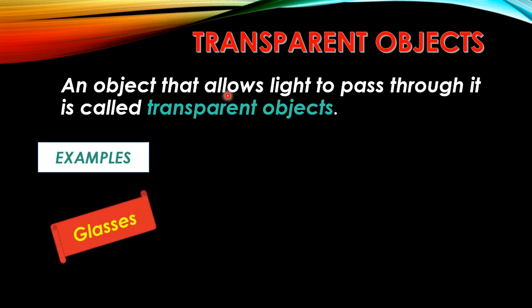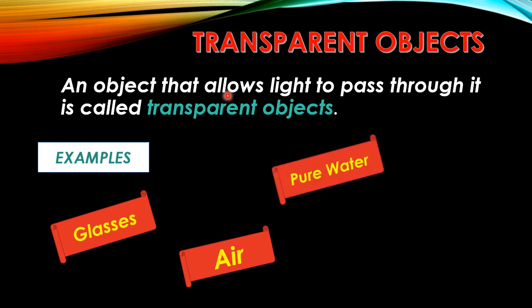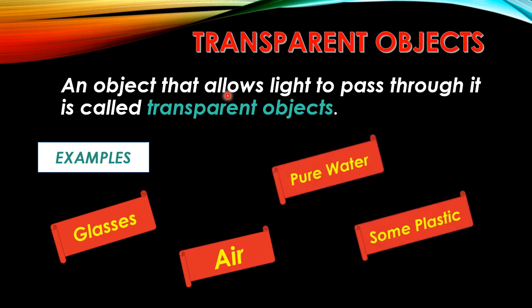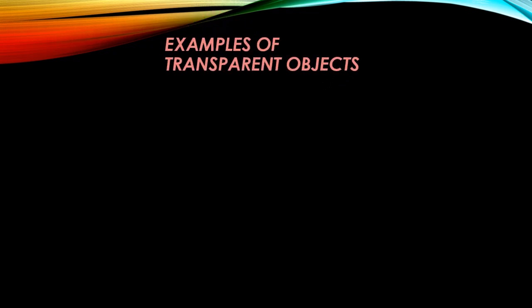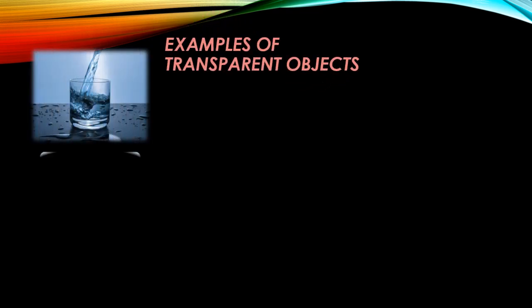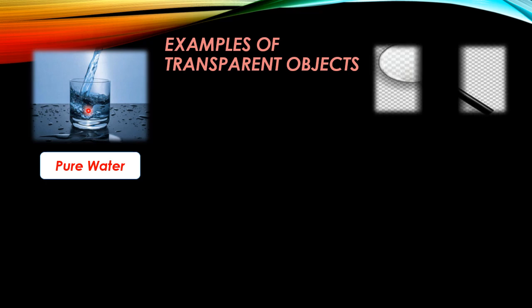First is glasses, air, pure water and some plastics. These are the examples of transparent objects. Let's study some more examples of transparent objects. First is pure water. If you pour any water in this, you can clearly see the water. Means pure water is an example of transparent object. It allows light to pass through it.